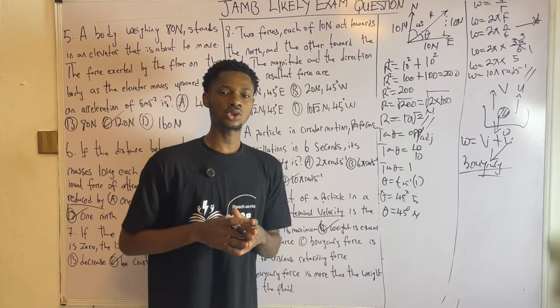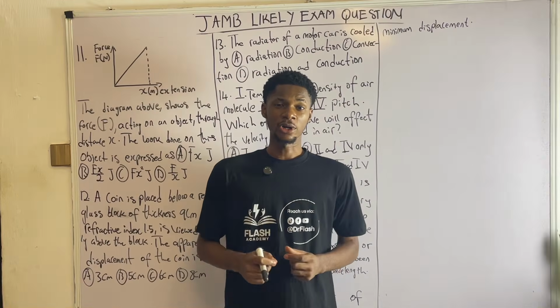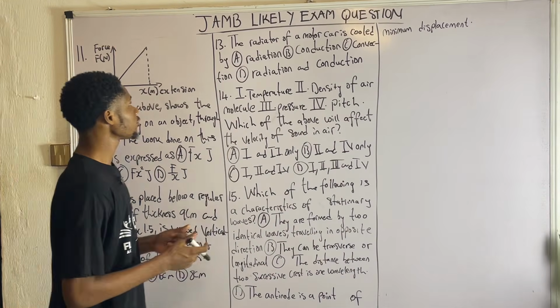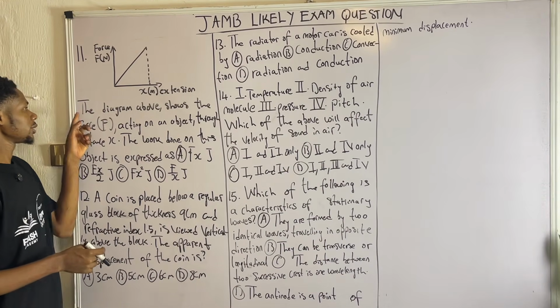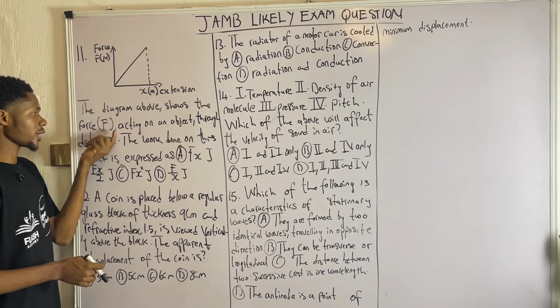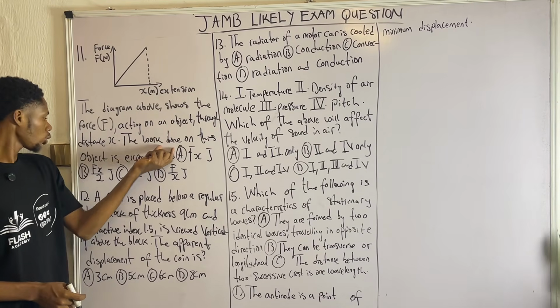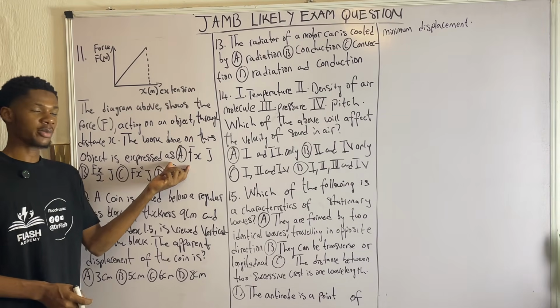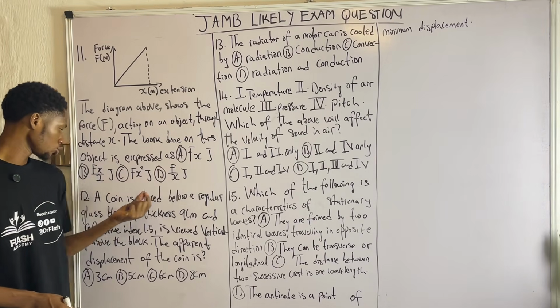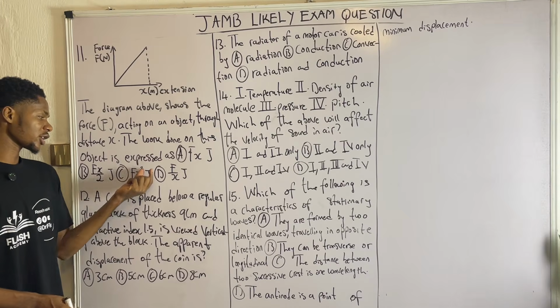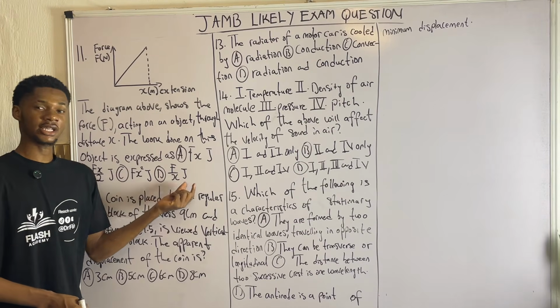Let's now move on to the next set of questions. All right, so over here we have question 11 on the board. Question 11 reads: the diagram above shows the force F acting on an object through a distance x. The work done on this object is expressed by F times x in joules, Fx over 2 in joules, Fx squared in joules, and F over x in joules.